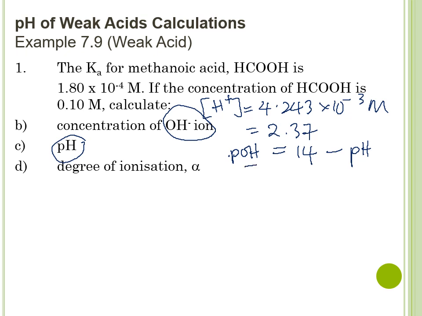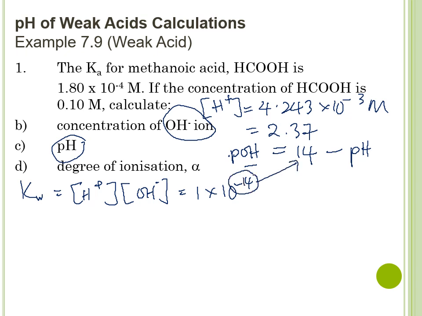But let's use Kw, because Kw is H plus multiplied by OH minus equals 1 times 10 to the power negative 14. So this 14 is associated with this. If we put negative log of pH for everybody, here is going to get 14.